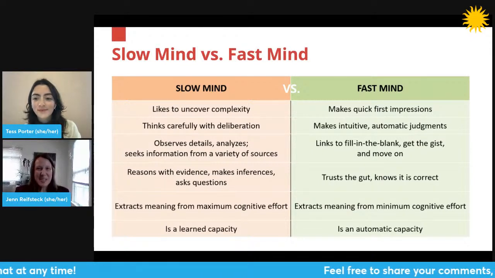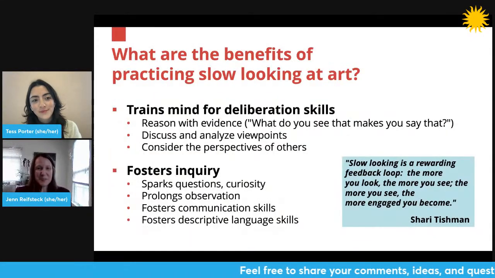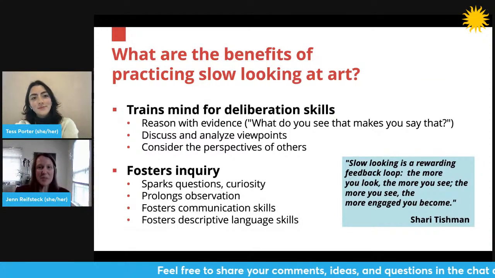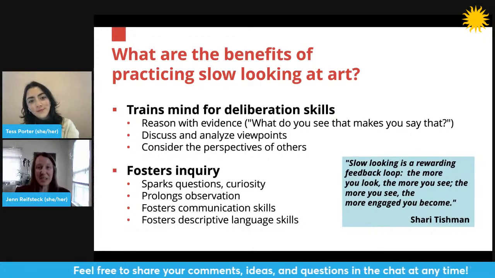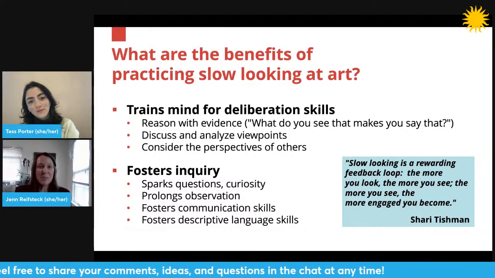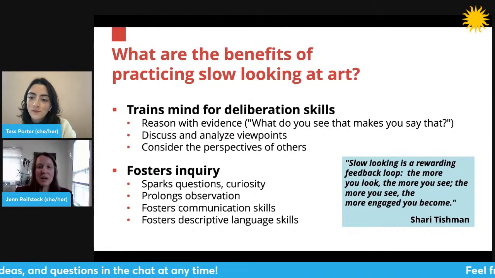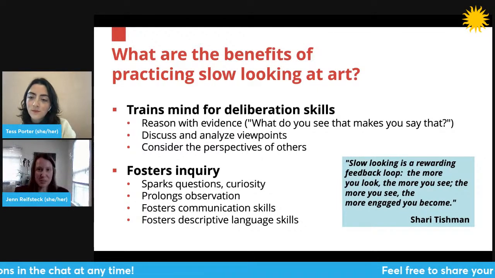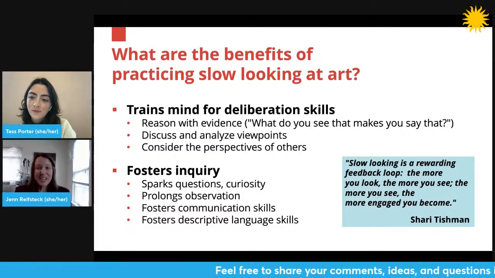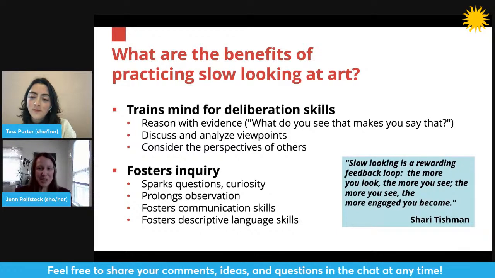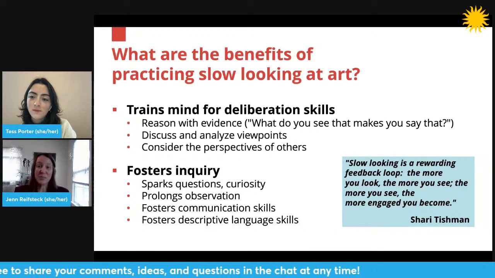So going on to the next slide here. So looking at slow looking, what are the benefits of this practice? And I really love this quote by Shari Tishman, again, the author of Slow Looking. Slow looking is a rewarding feedback loop. The more you look, the more you see. The more you see, the more engaged you become.